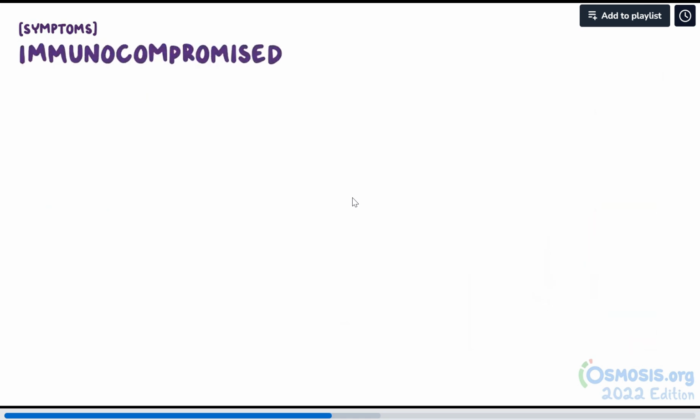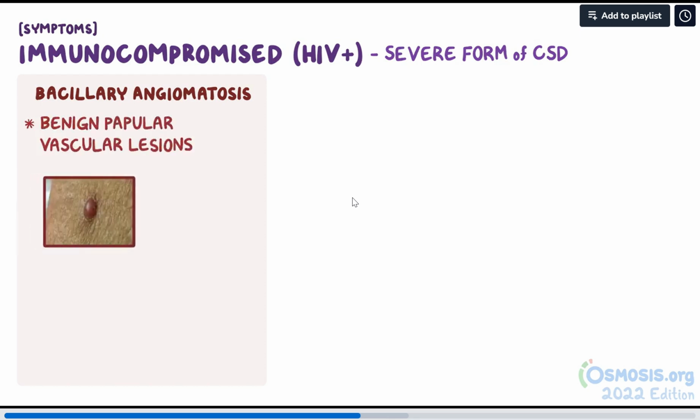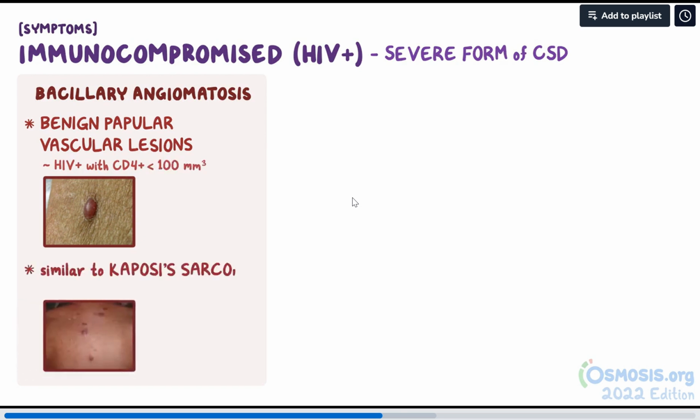Immunocompromised individuals, on the other hand, like those that are HIV positive, tend to develop the severe form of cat scratch disease called bacillary angiomatosis. With bacillary angiomatosis, endothelial cell proliferation leads to benign papular vascular lesions on the skin. This is especially common in HIV-positive people whose CD4 positive cell count is less than 100 per cubic millimeter of blood. These skin lesions are very similar to those seen in Kaposi sarcoma, an endothelial malignancy that frequently develops in HIV-positive individuals with a human herpes virus type 8 infection.